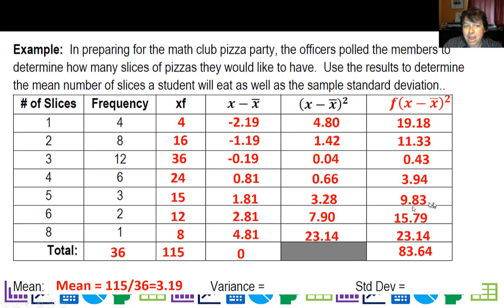Add them all up. And then if I divide this number by not exactly that number, remember, we're almost always using samples, so I'm going to divide this number by 1 lower than that. 83.64 divided by 36 minus 1 is 35. And the standard deviation is the square root of that number, or roughly 1.55.